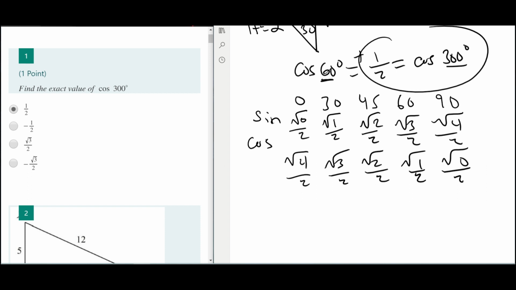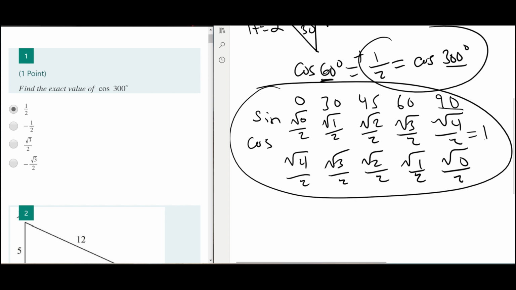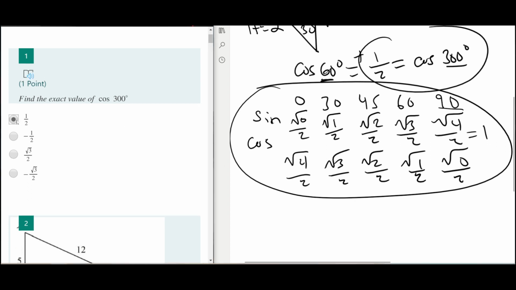And then sine of 30 is 1/2, because square root of 1 is just 1. Sine of 45, square root of 2 over 2, and so on. And then the last one, sine of 90, is 2 over 2, which is 1. All right, so this is another quick way of actually finding your answers. So either way, we're going to choose 1/2 because that's our solution there.